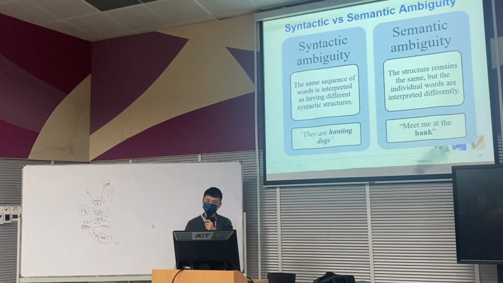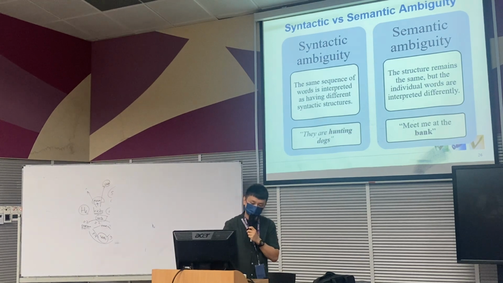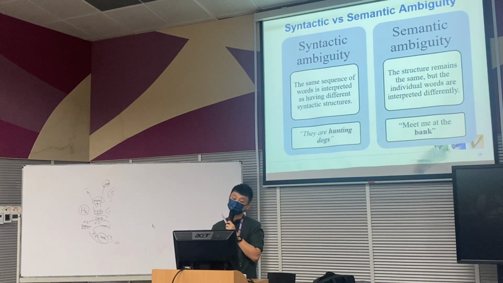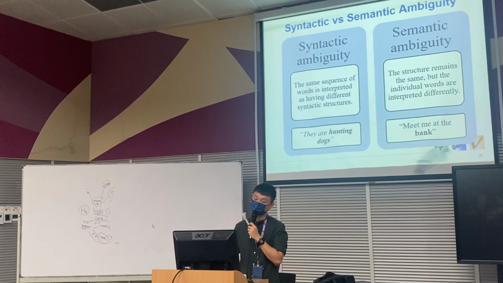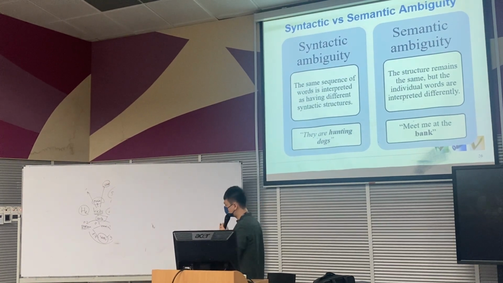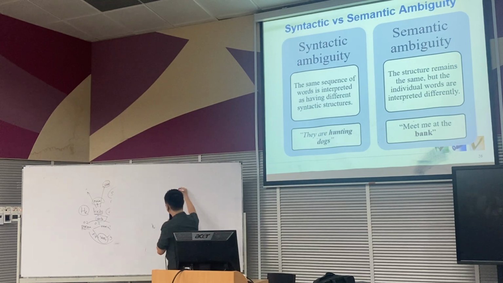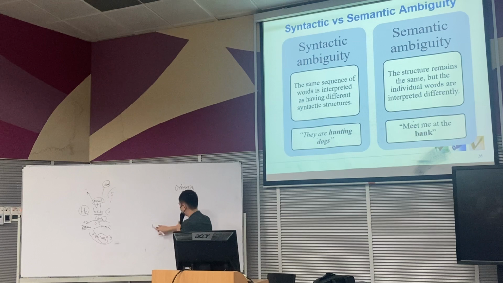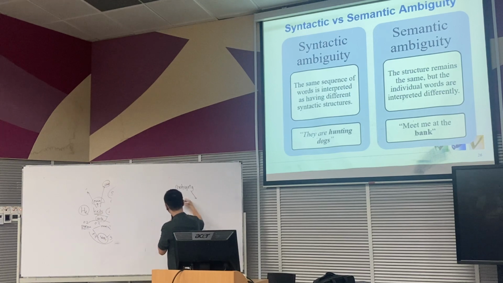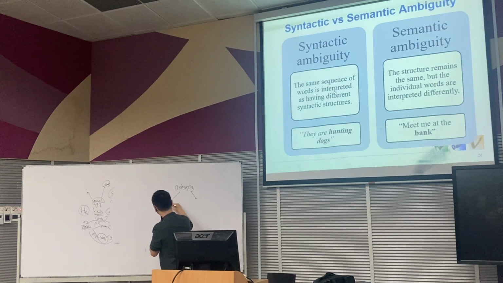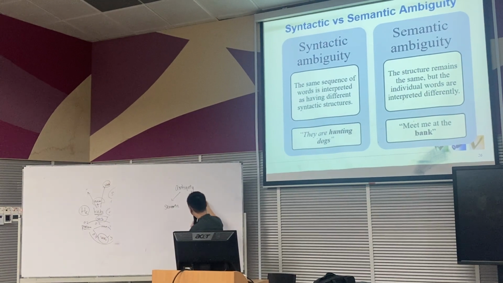One of the main challenges that you may face in NLP is called ambiguity. Ambiguity is something that is not sure. There's something not sure in NLP. There are two types of ambiguity here: semantic and syntactic.